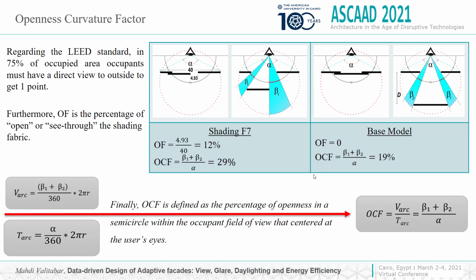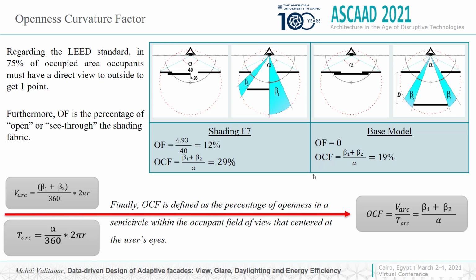As you may know, there are some metrics in the literature review to evaluate outside view, including LEED view quality. According to the LEED standard, in 75% of occupied area, occupants must have a direct view to outside in order to get 1 point. Furthermore, based on ASHRAE, openness factor is the percentage of open or see-through area of the shading fabric. These two metrics could be considered as surface-centered metrics because they consider the whole space.